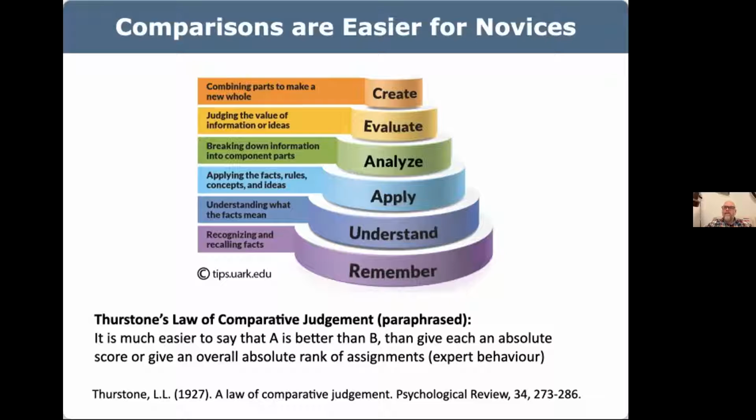One of the things we notice at the top here is that evaluating is really close to the top of the Bloom taxonomy. So it's an expert-like skill and something that we would think students would develop a lot later. But what was noticed, and what was done with Thurstone's law of comparative judgment, which is from a psychology paper in the late 1920s.